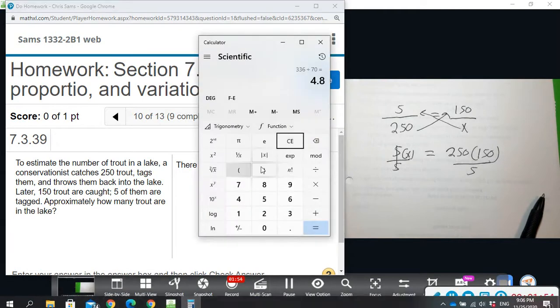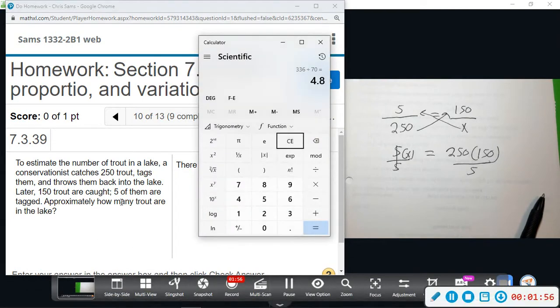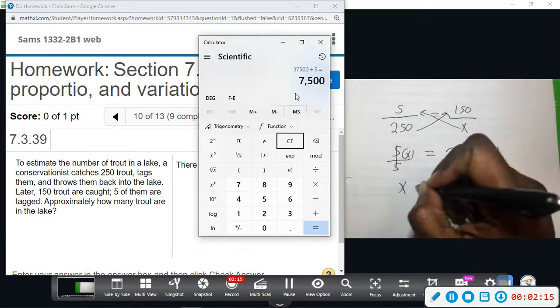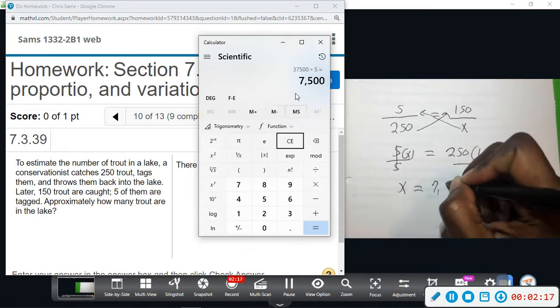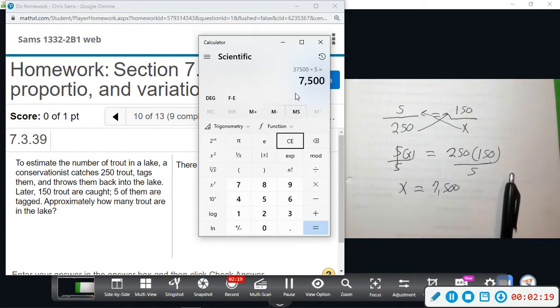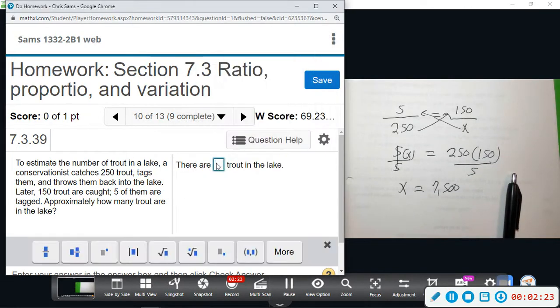And I guess the hardest part of this is just trying to make sure you set up the proportions right. 150 times 250 divided by 5. So we would estimate about 7,500 fish in this lake based on that rate. So we would estimate that there would be 7,500 trout.